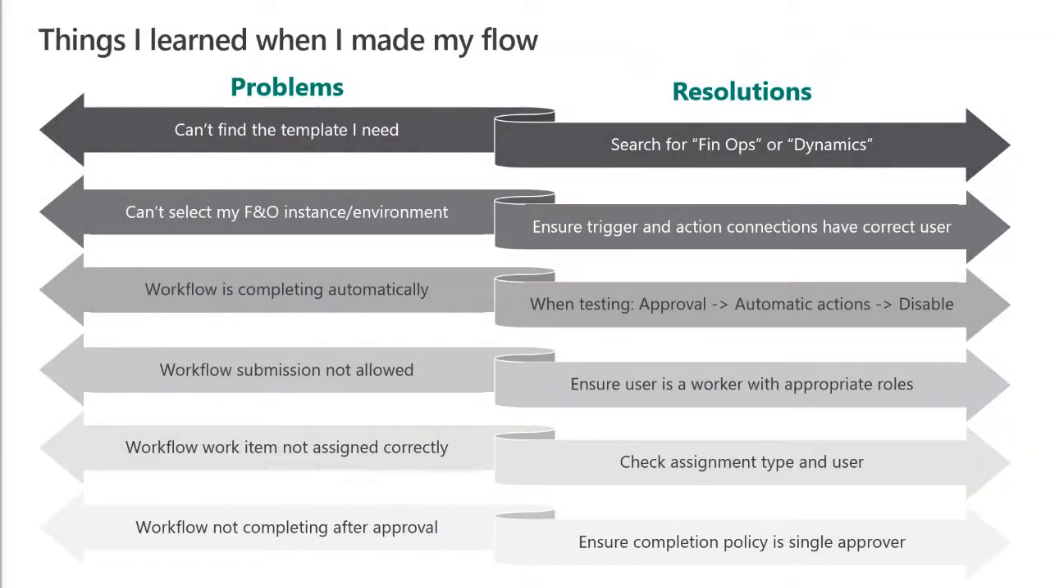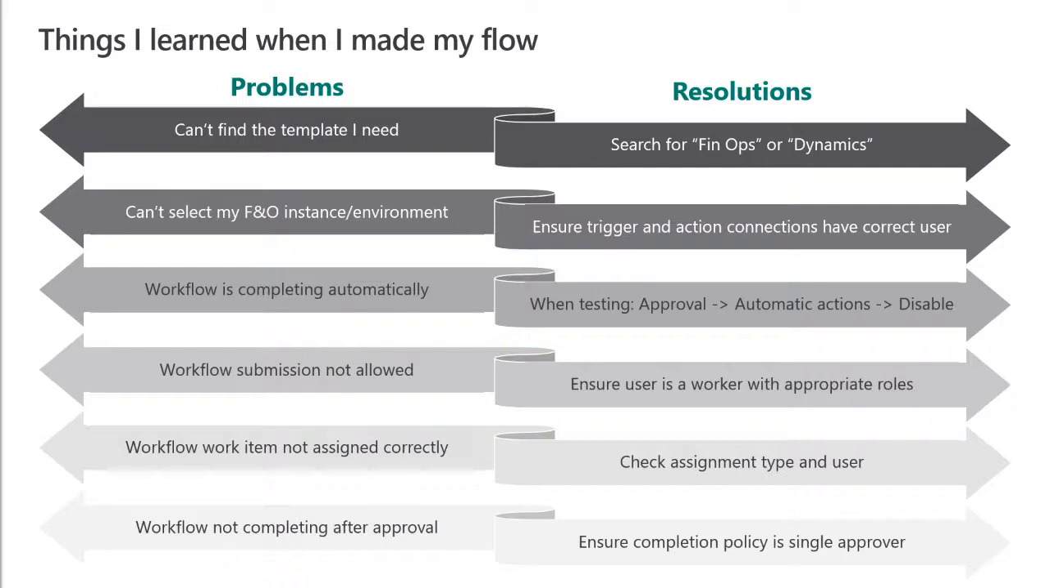So some things that I was reminded of and learned when I was coming up with this demo, just to kind of highlight those for you. So if you can't find the template that you need, you want to search for FinOps or Dynamics. Either one will kind of take you to that location, but FinOps is one of the easier ways. If you can't find the F&O instance or environment, ensure that the trigger and action connections have the correct user. So the ellipsis on each trigger or action within Power Automate allows you to set the connection to a specific user. If you have multiple users that you are operating in the browser, it might pick up the wrong one, so just double check on those.